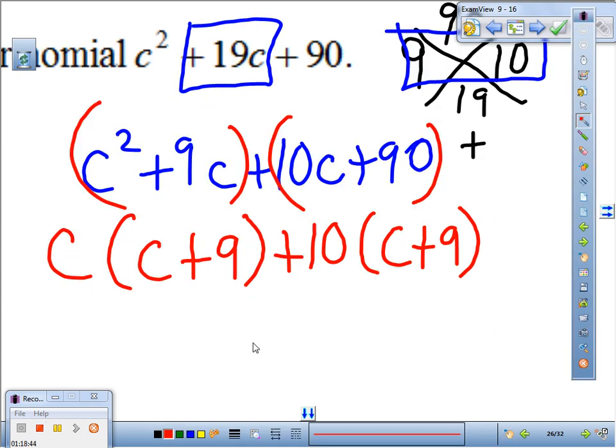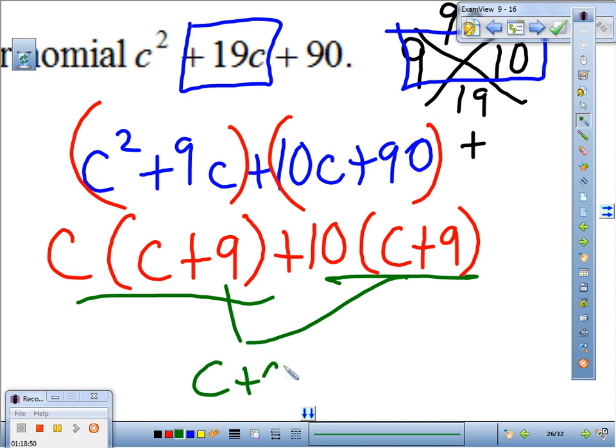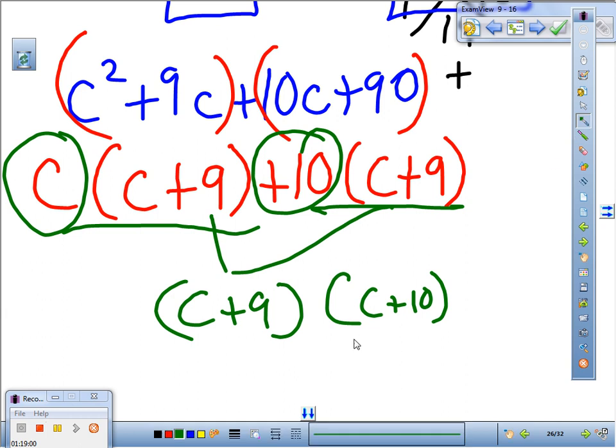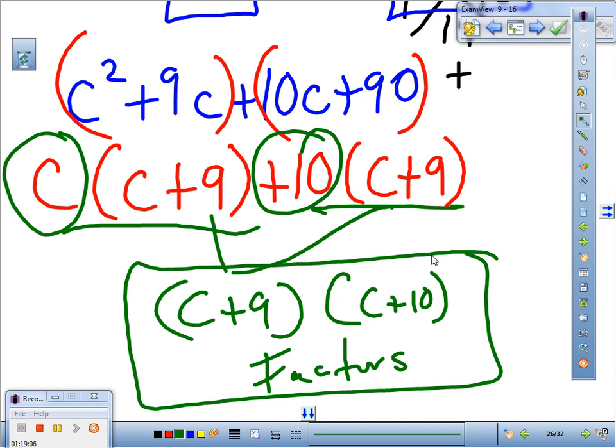All right. What's the same here and here? C plus 9, that's one of the factors. What's left over here? C, and here, plus 10, so c plus 10. And these are my factors. Tell me with your fingers how comfortable you are with these. 5, 5, 5, 5, 5, okay.